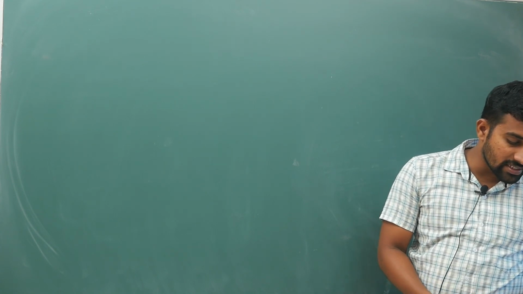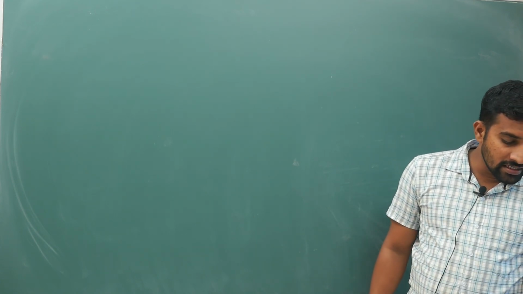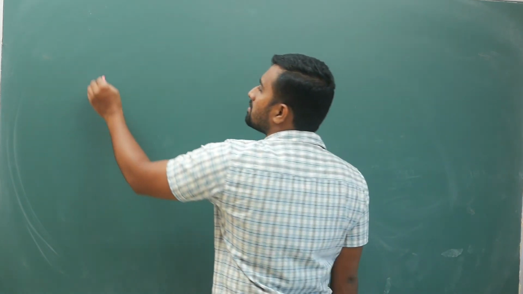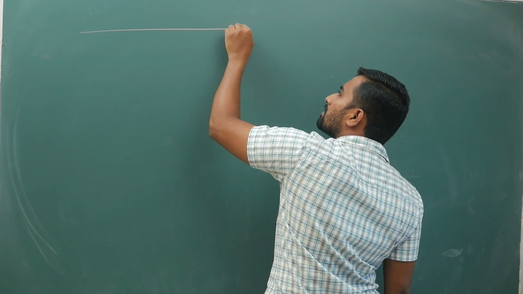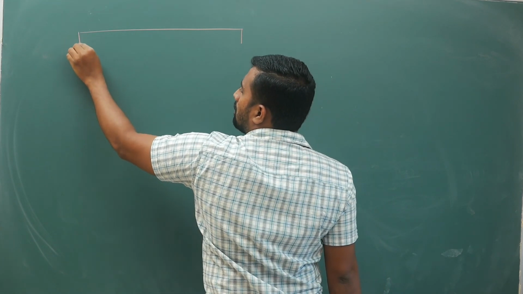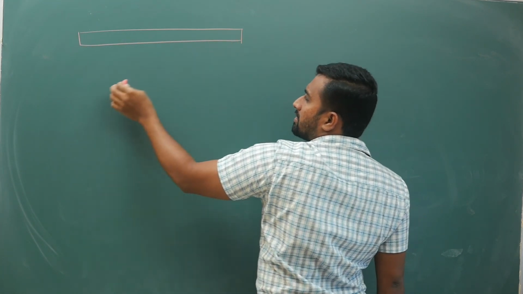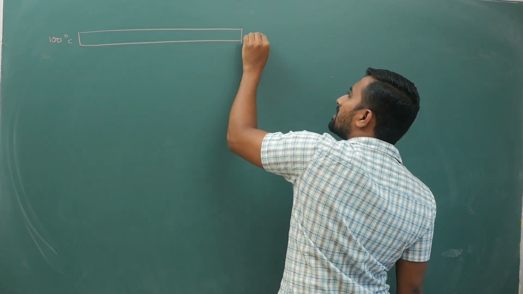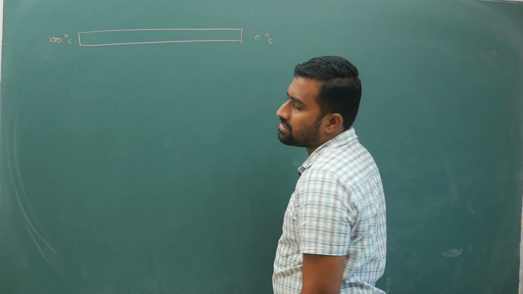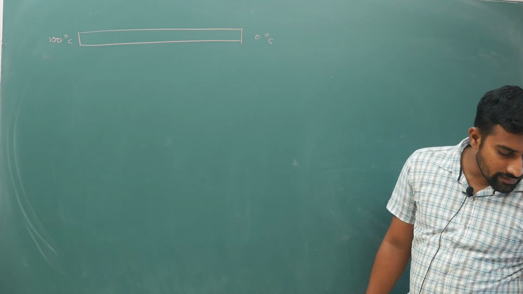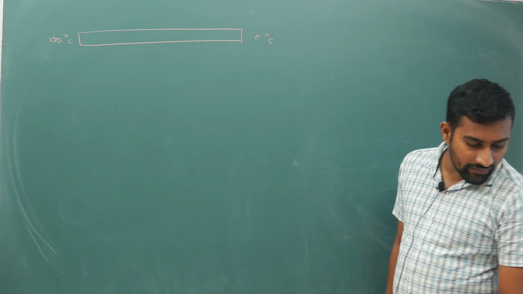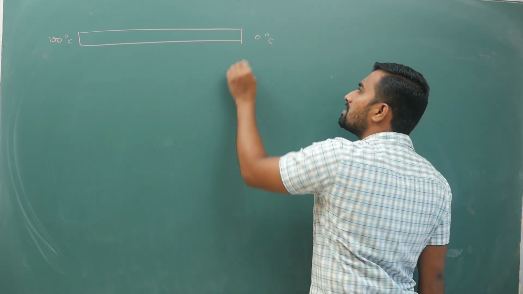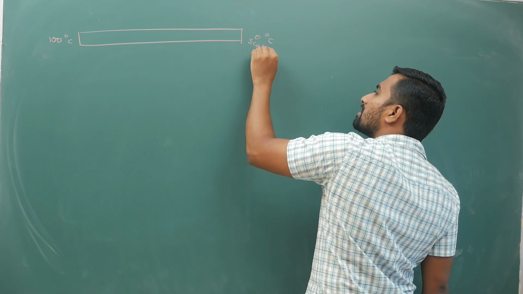Next question is, the ends of a meter stick are maintained at 100 degrees centigrade and 0 degrees centigrade respectively. So now you have a rod like this, it is a meter stick, it is at 100 degrees centigrade and this is at 0 degrees centigrade. Your question is, one end of the rod is maintained at 25 degrees centigrade. This is your scale or stick.